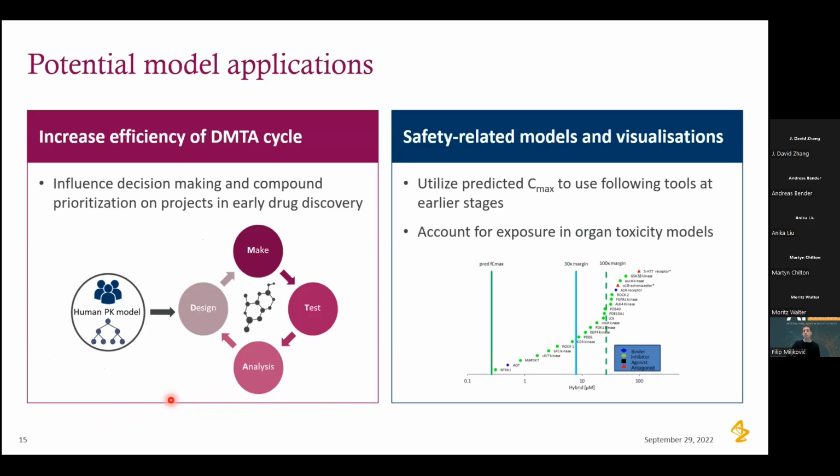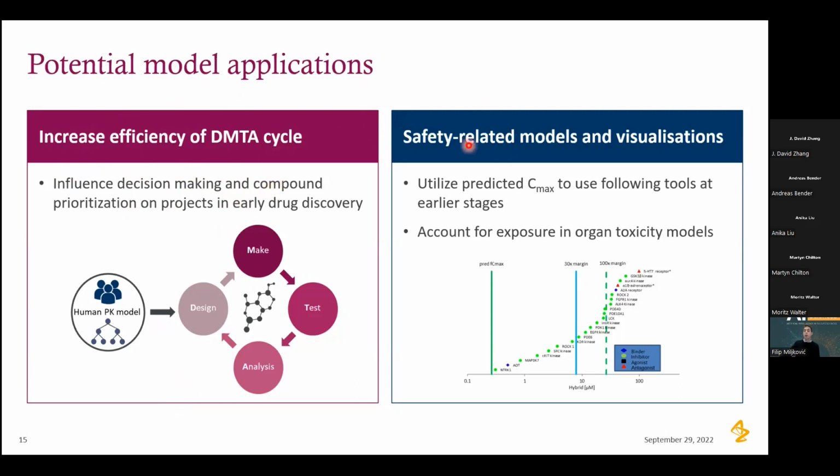As for the potential model applications, as said, the intention of the models is to be used in early drug discovery, and the primary component is to increase the efficiency of the DMTA cycle. So with these models and others that we have in our collection, we influence the decision-making of what compounds to send for the synthesis and also for the experiments, and that would cut down the unnecessary number of iterations, and we would come quicker to the clinical candidates.